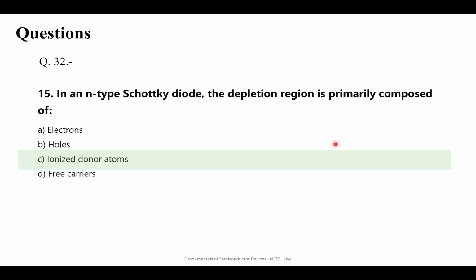So the answer to this would be ionized donor atoms. So it's called depletion region, so it is depleted of your electrons. Since it's an N-type Schottky diode, the depletion region is depleted of electrons, so the only thing that's left are your ionized donor atoms. Similarly, as in a PN junction diode, your depletion region consists only of your ionized donor and acceptor atoms.